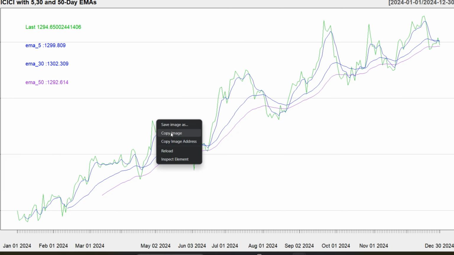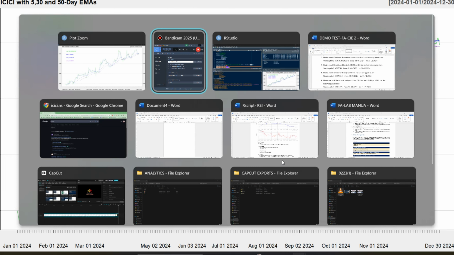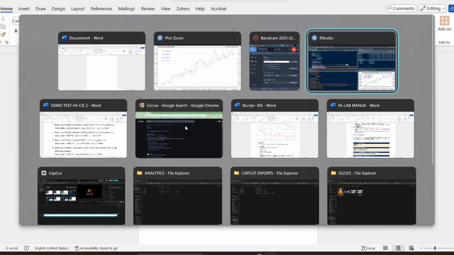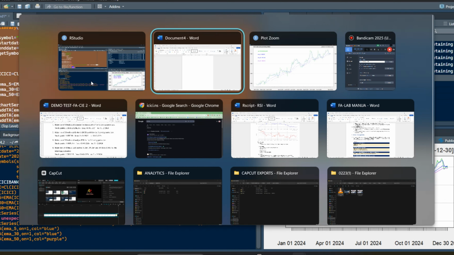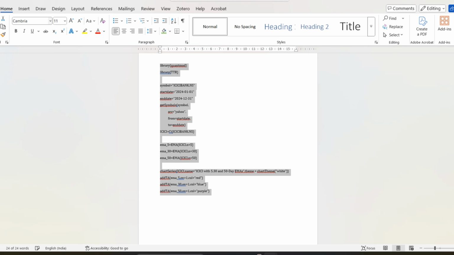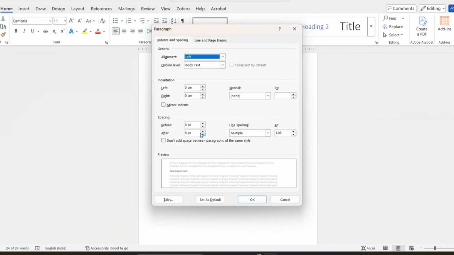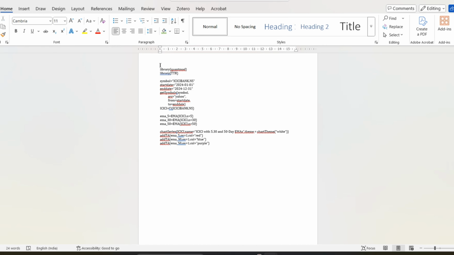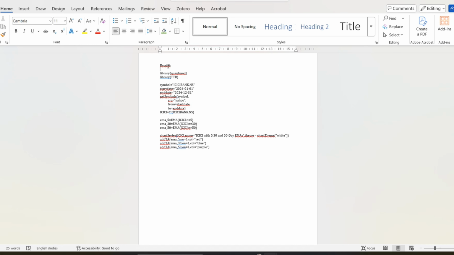Okay, now I will copy this. I will put it in my Word document. Before that, I will copy the script. This is the Rscript, whatever we have followed. Then we are having analysis.